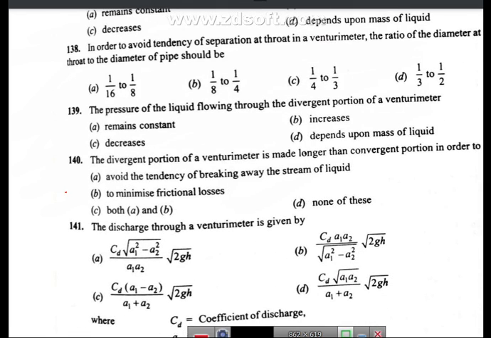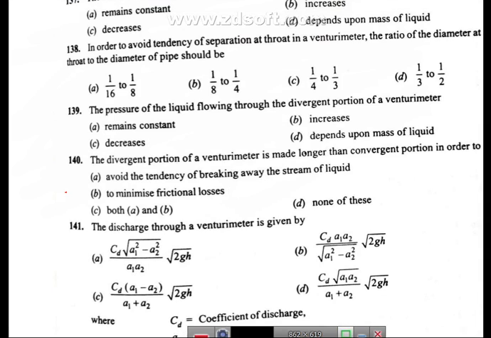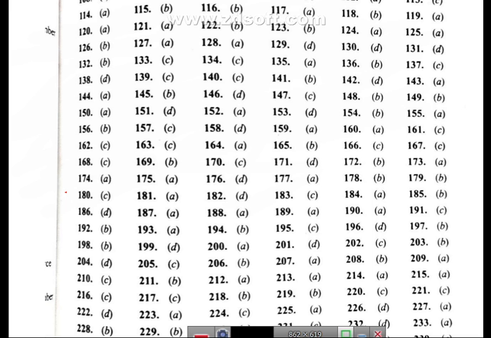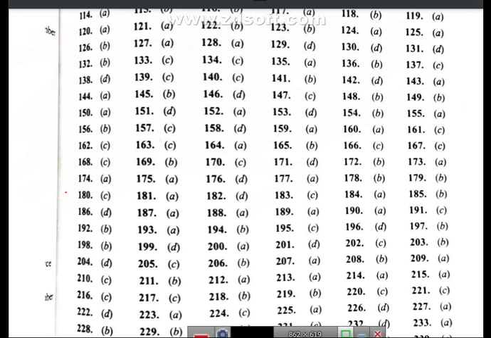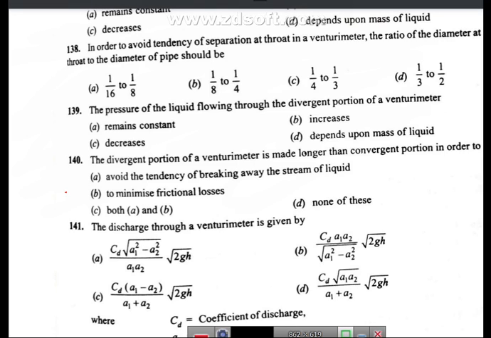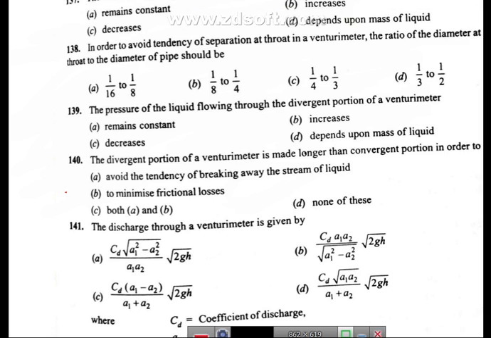138, in order to avoid tendency of separation at the throat in a venturimeter, the ratio of the diameter at the throat to the diameter of the pipe should be 1 by 8 to 1 by 4, 1 by 4 to 1 by 3, 1 by 3 to 1 by 2. What is the right answer? 138 का D, that is 1 by 3 to 1 by 2 is the right answer.